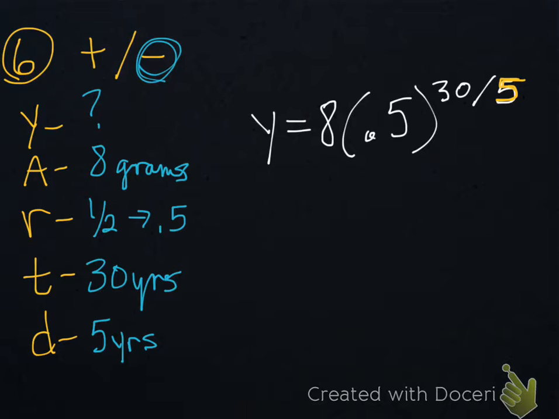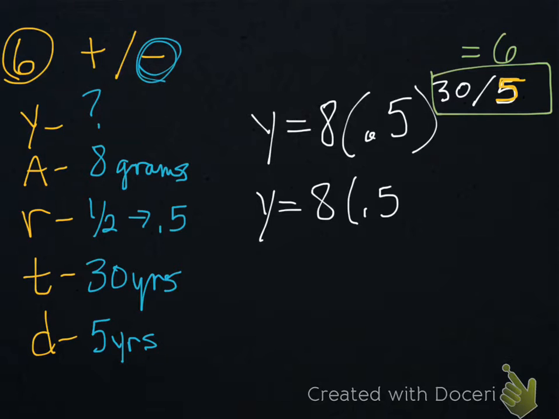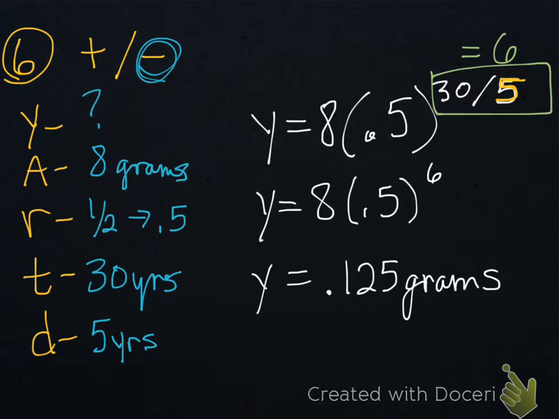Now, how would we plug that in the calculator? Remember, you can enter this whole thing. 30 divided by 5 is what? That's 6. So let's rewrite the equation a little simpler. That's 8 parentheses 0.5 to the 6th power. We can plug that in easily. How much is going to be left? 0.125 grams. So not even a whole gram, but it's 30 years later. So there's probably a different scientist working on it by now.